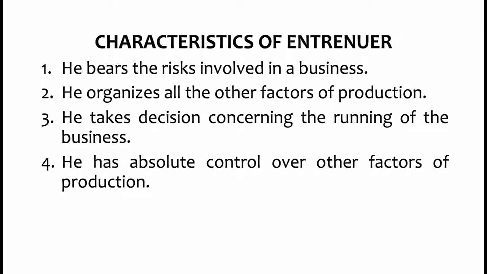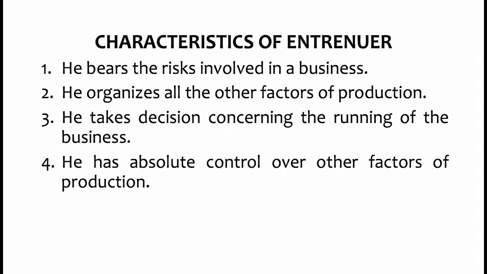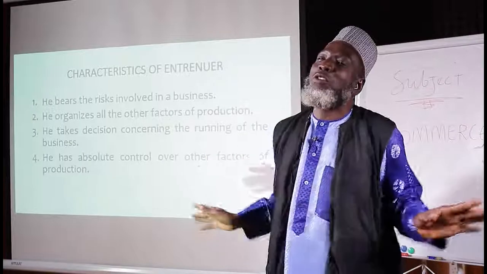Now we go to characteristics of entrepreneur. Number one, he bears the risk involved in the business. He is a risk bearer. Because you cannot do business without risks. Risks must be there. So when the risk comes, he is the one that will bear them, as well as when the profit comes, he is the one that will share it and share it alone. Number two, he organizes all the other factors of production. Number three, he takes decisions concerning the running of the business. He is the one that takes decisions. Number four, he has absolute control over the other factors of production.